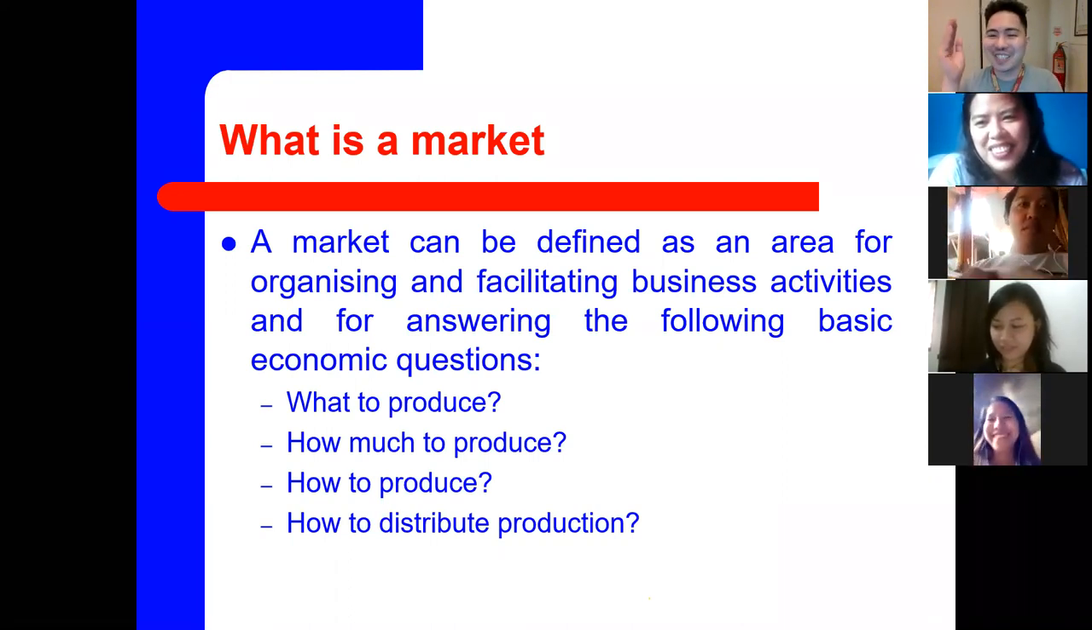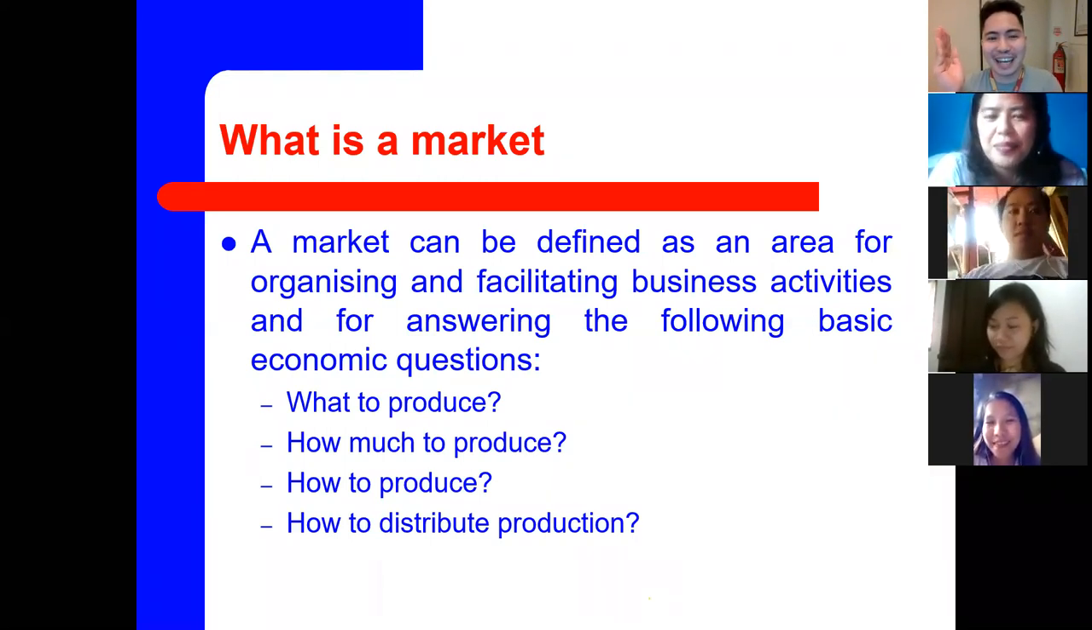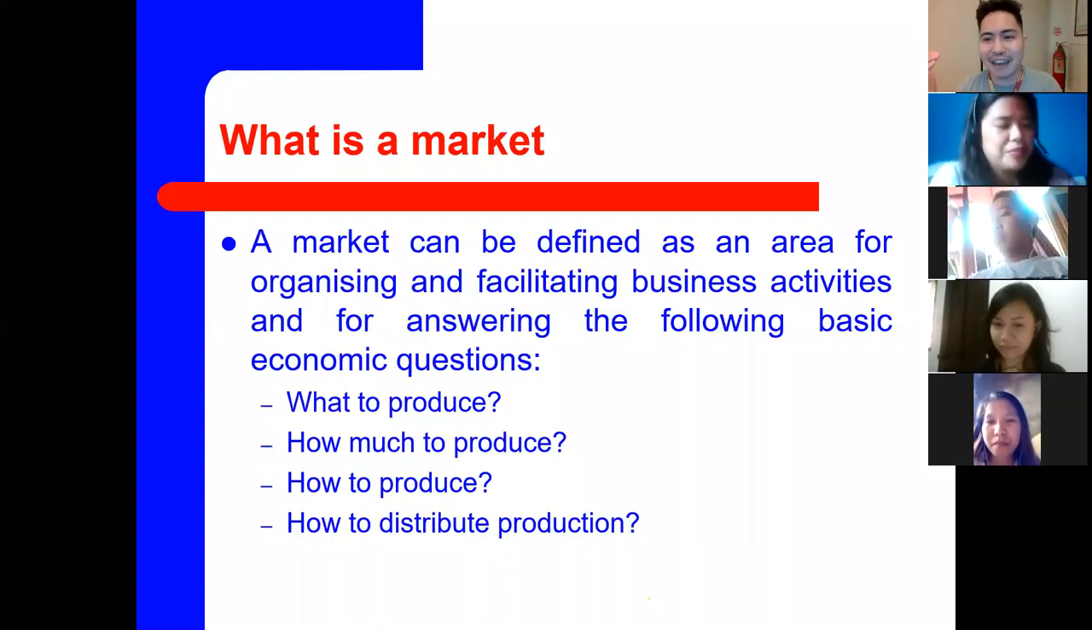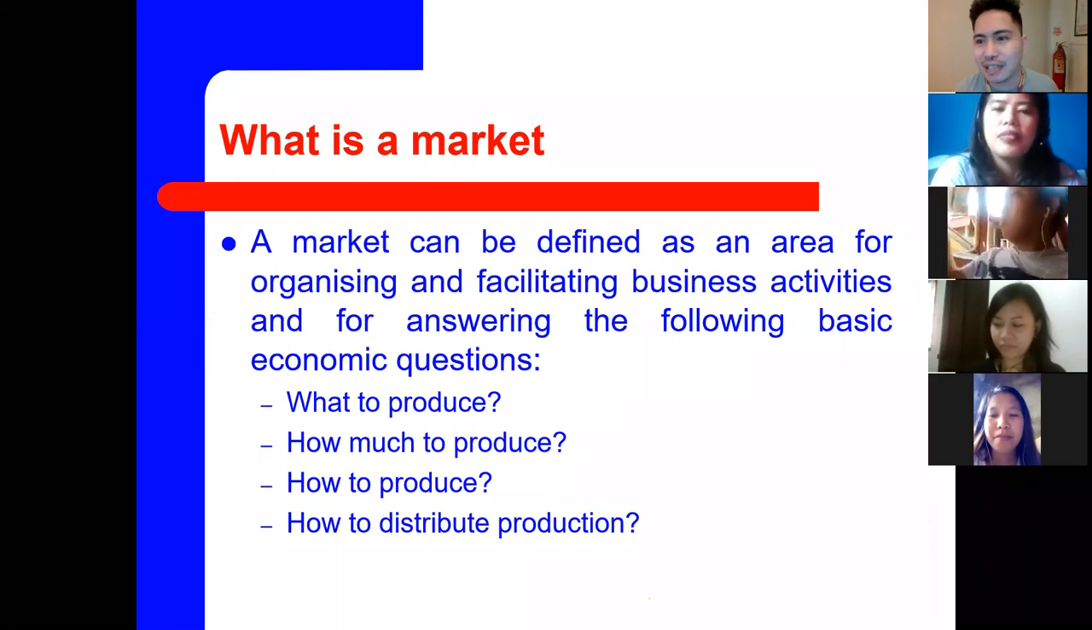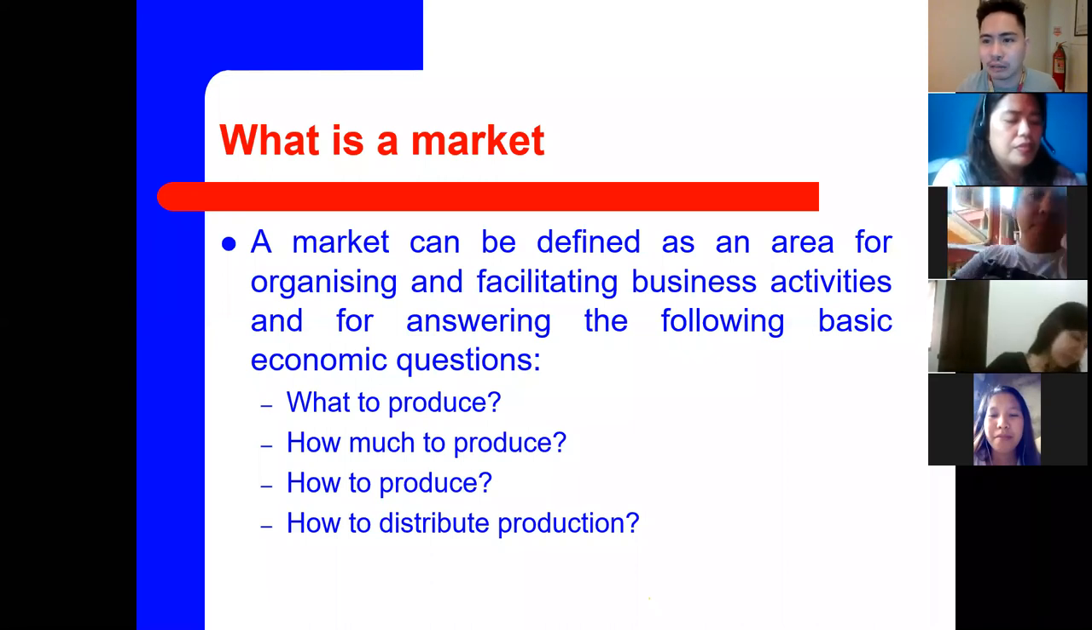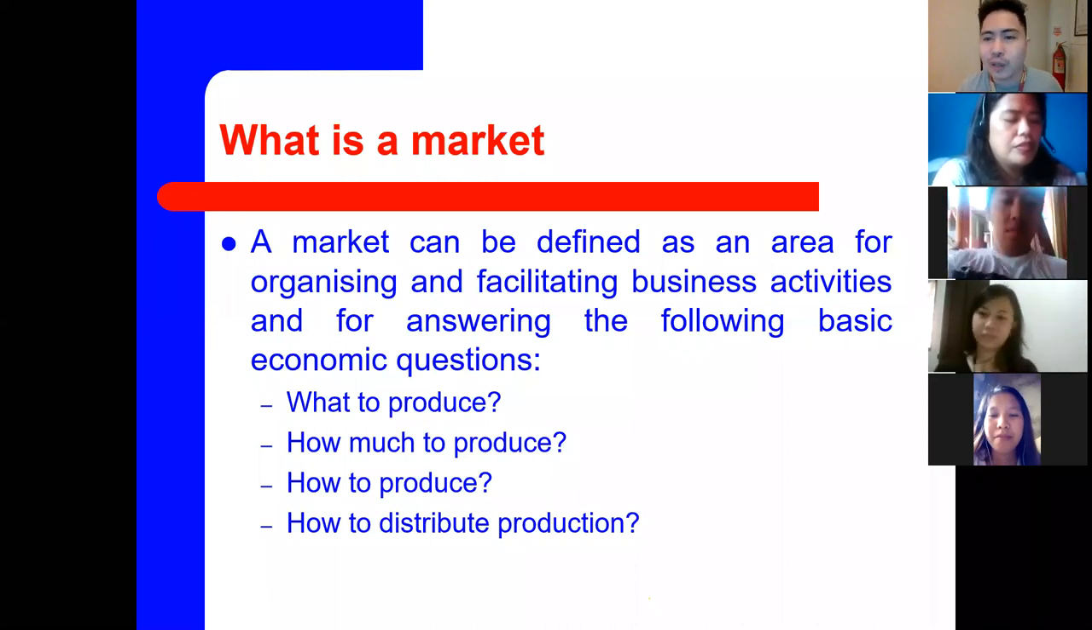So, a market can be defined as an area for organizing and facilitating activities, where we need to answer economic questions. Remember that when you enroll in marketing, the twin sister of marketing is economics. You study economics as well because you can understand where our supplies are coming from and what people need. So, what are the four economic questions that we need?